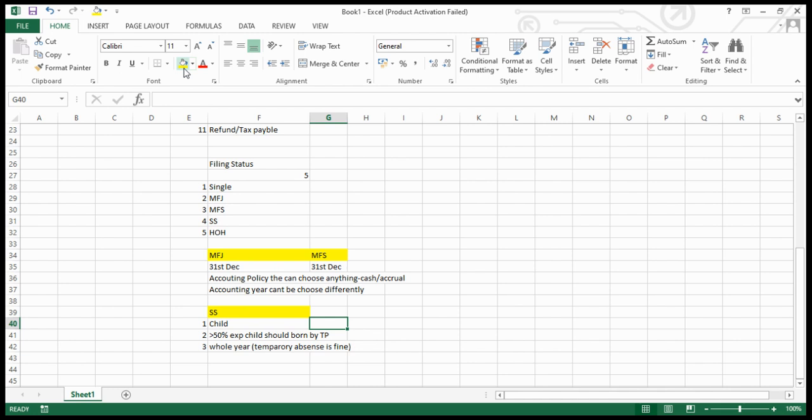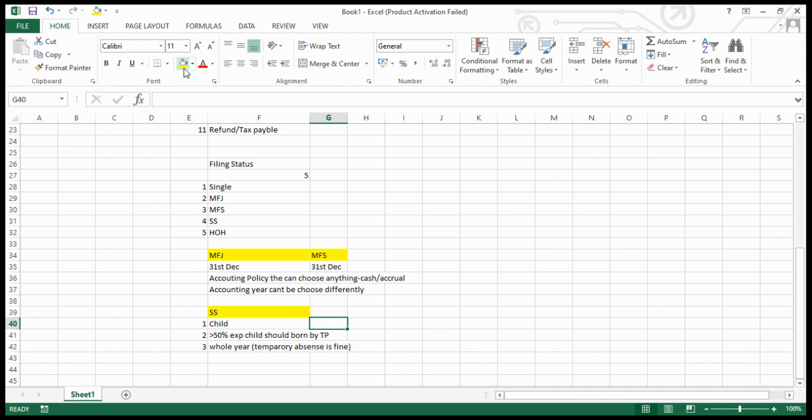The first is the child. Second, 50% of the expenditure should be borne by the taxpayer. And the third, the child should stay with the spouse the whole year. The child means we can take everyone, biological, step child, or adopted, but not the foster. That is the main point.